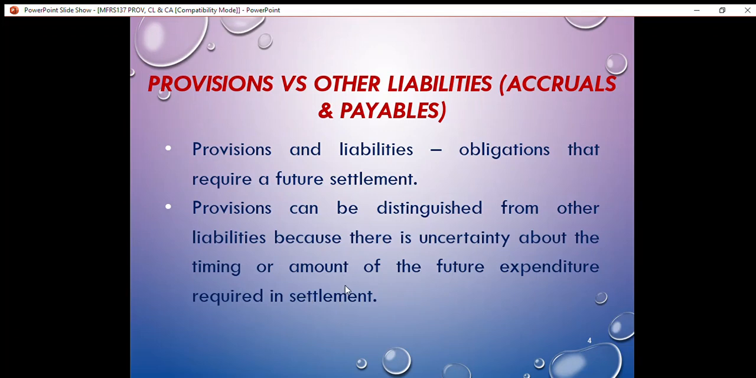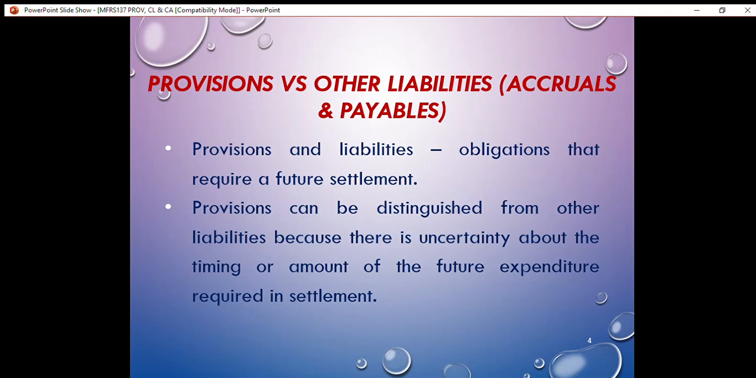For other liabilities such as accrued expenses and payables, the timing for settlement and the amount to be paid are certain. For example, accounts payable may be paid by a company within 1 month, or perhaps 2 months or 1 year period, depending on the terms and conditions of the contract. The amount payable by the company is also certain, as it is already stated in the invoice or in the contract.